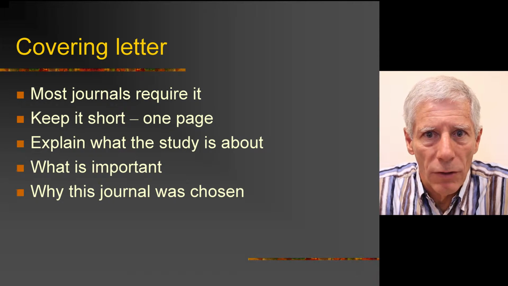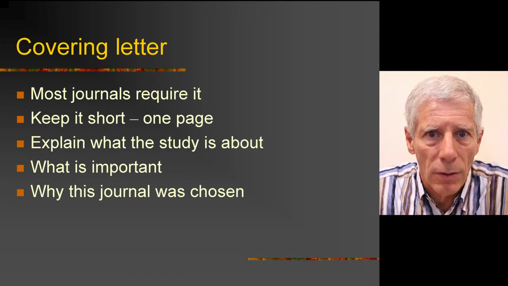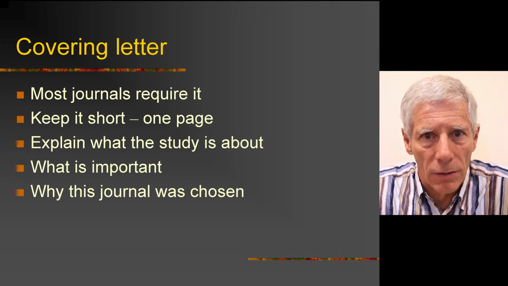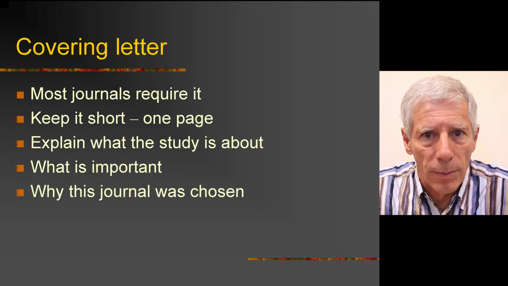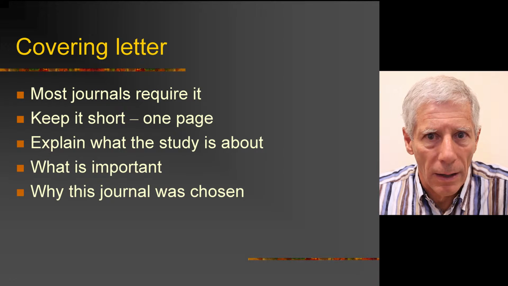In other words, it should be very short, 3 quick paragraphs to introduce the concept of what the article is all about and why this journal was chosen. It doesn't have to go on and explain all the details of the article as in an abstract.